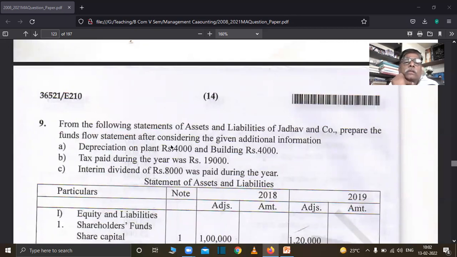Okay, today we see the 2019 question paper of Rani Channamma University. Question based on fund flow statement. You see here, from the following statement of assets and liabilities of Jadhav and Company Limited, prepare the fund flow statement after considering the following additional information. They ask you to prepare the fund flow statement, but you have to prepare the required things.